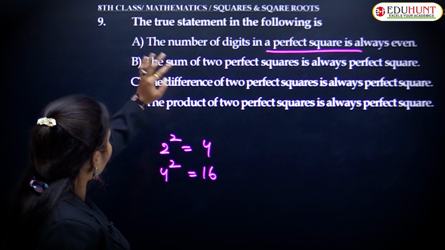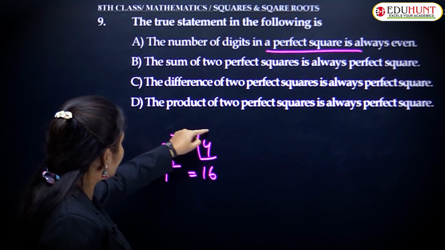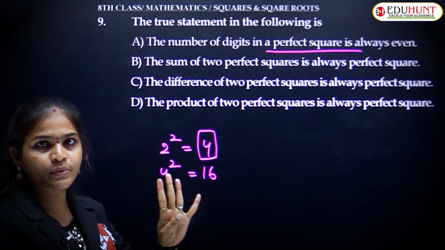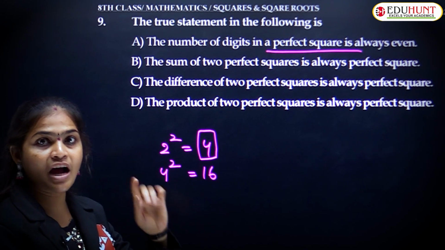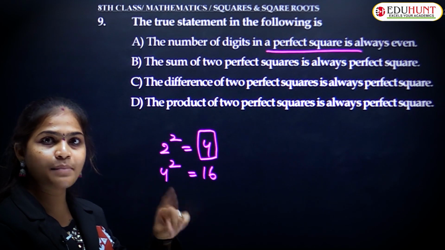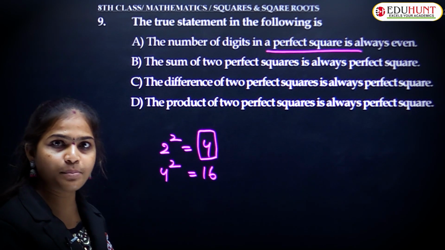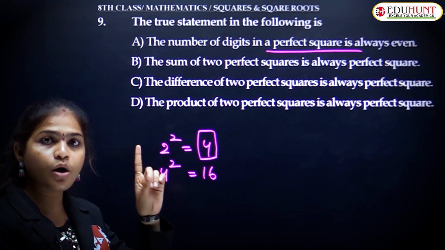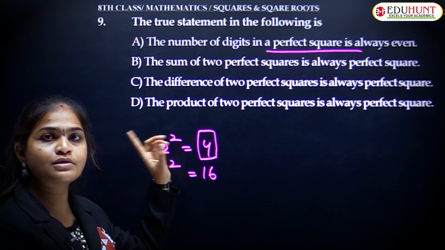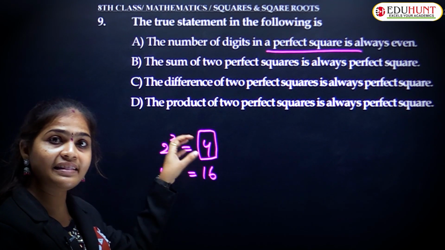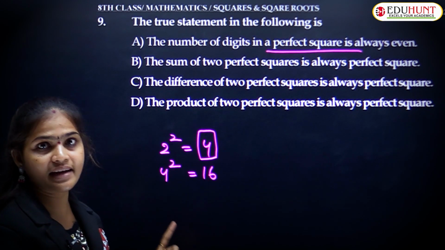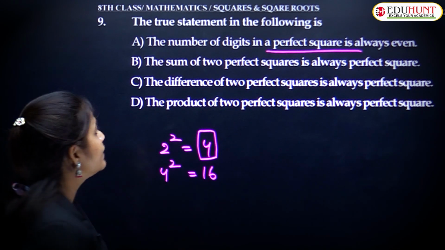So the number of digits in a perfect square. Is 4 a perfect square or not? 4 is a perfect square. In that perfect square, how many digits are there? Only one digit is there. One digit means an even number of digits or an odd number of digits? 1 is odd. So 4 is a single digit number, a perfect square, and it has only an odd number of digits. Okay.